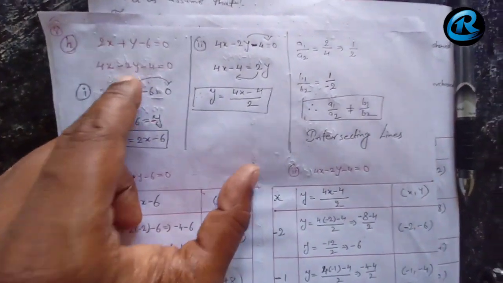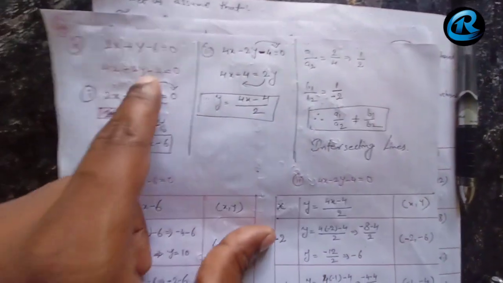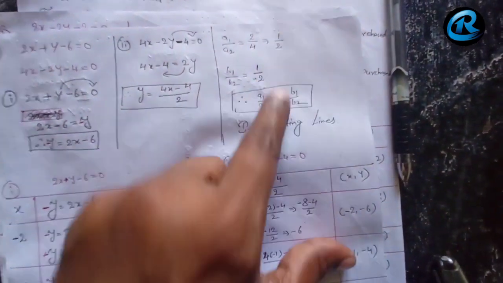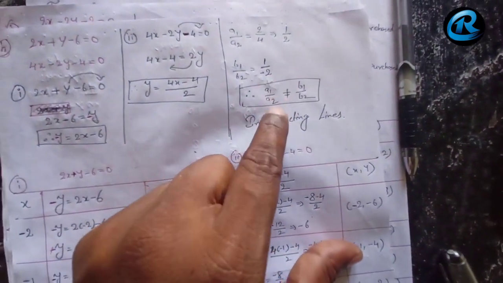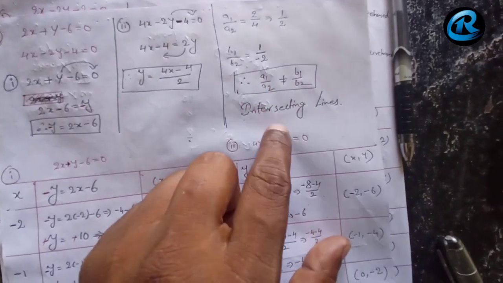So here a1 by a2, in the sense 2 by 4, that equals 1 by 2. b1 by b2 equals 1 by minus 2. Here 1 by 2 and minus 1 by 2. a1 by a2 is not equal to b1 by b2, intersecting lines. So they are consistent lines.